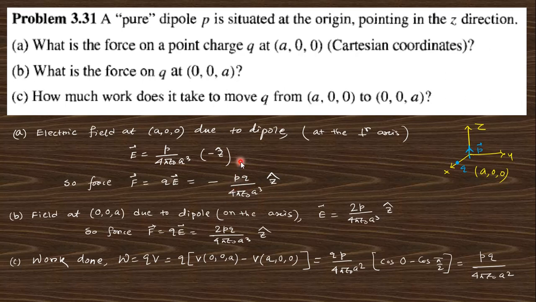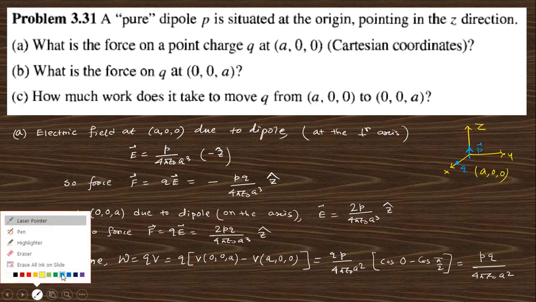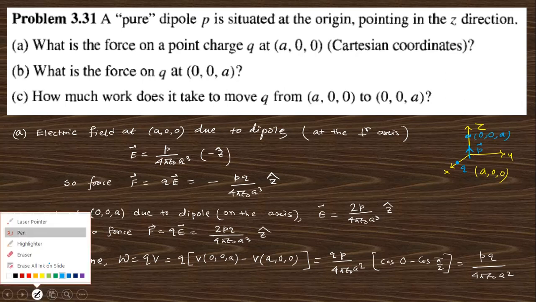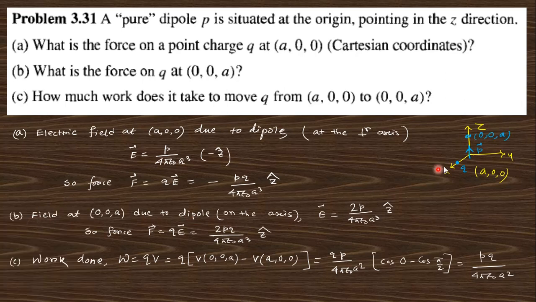And in case of this, at the moment, (0, 0, a) means a point here, somewhere here. (0, 0, a) means along the axis. So along this axis, on the axis, the electric field will be like that.